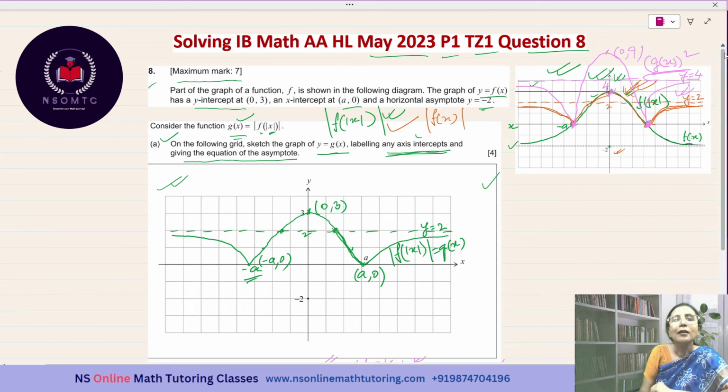Let's see. Okay. So if I draw this horizontal line, this is y equal to 0. This is the x-axis. This is y equal to 0. That means the k value is equal to 0. It is cutting the graph at exactly 2 points, at these 2 points. Okay. So the k value can be equal to 0.